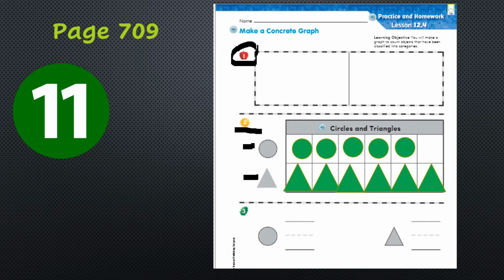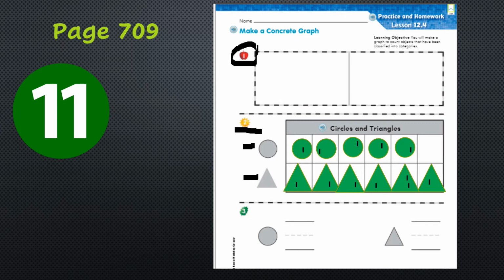Make sure before we move on to number 3 that you have drawn or colored in how many green circles you have. So for me, I have 1, 2, 3, 4, 5. So I will draw in those 5 green circles, one for each box. Now triangles: 1, 2, 3, 4, 5, 6 triangles. So I will make sure that I draw a green triangle in every box to represent those triangles.